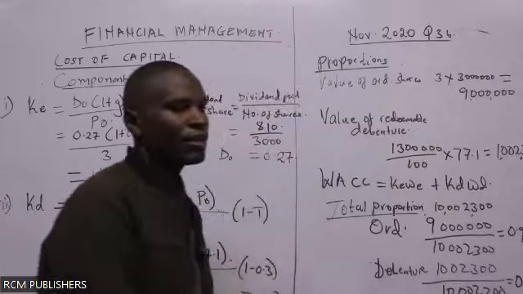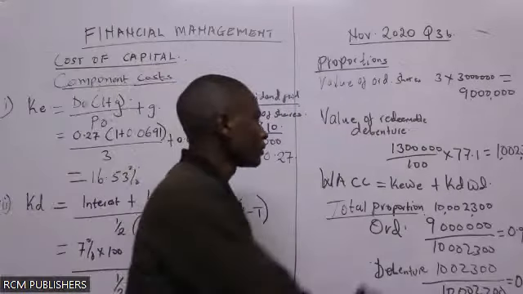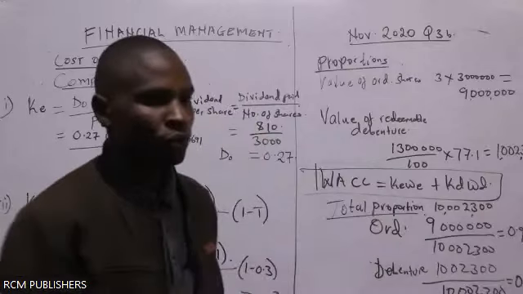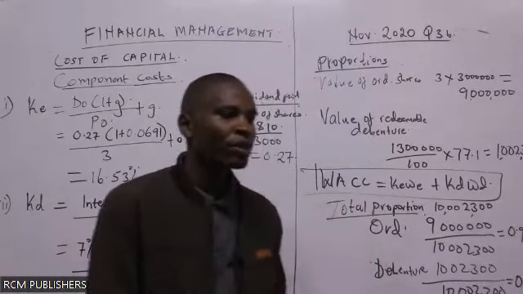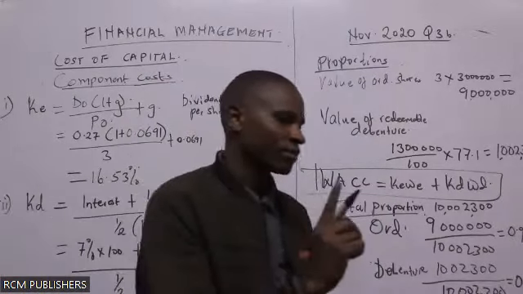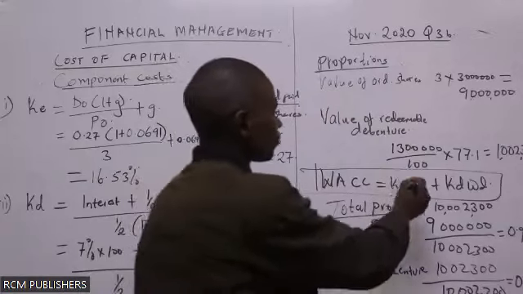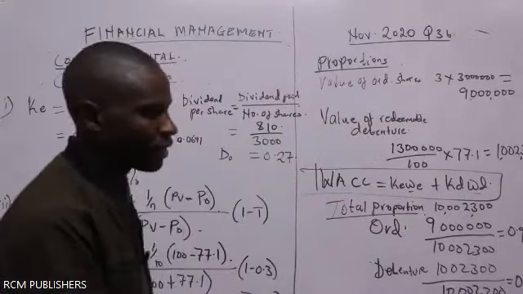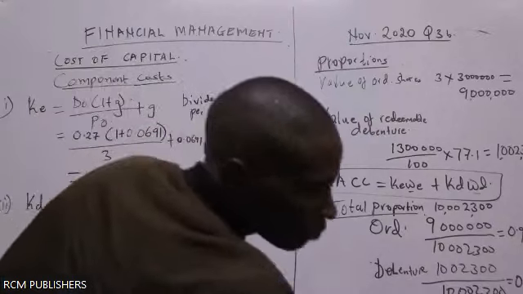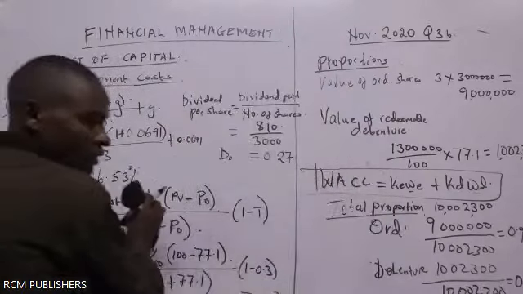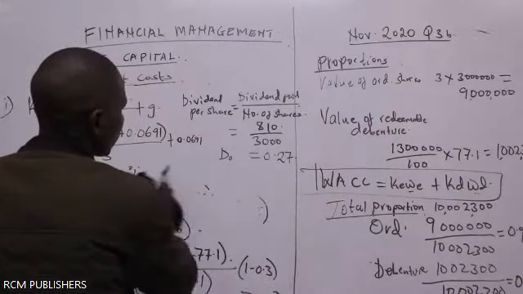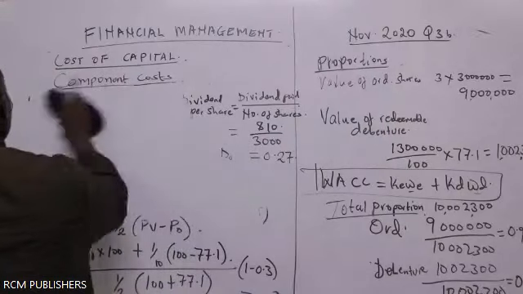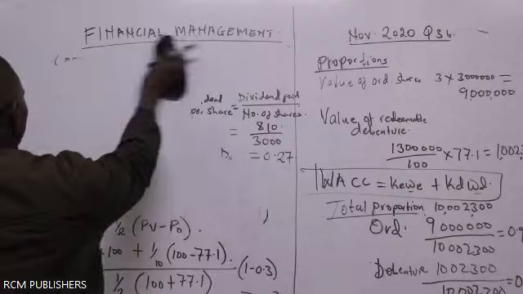Now, can you get for me the WACC? Now everyone should get that. Get for me the WACC. Thank you very much. Yes. Now, can you get for me the WACC? That is now very easy. 16.53 is my KE. No problem.